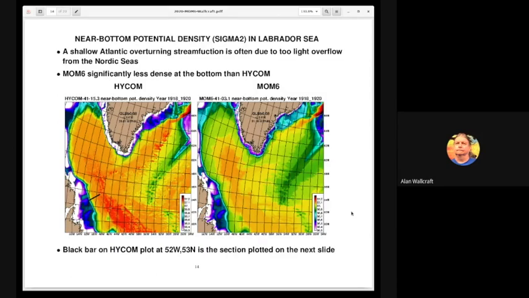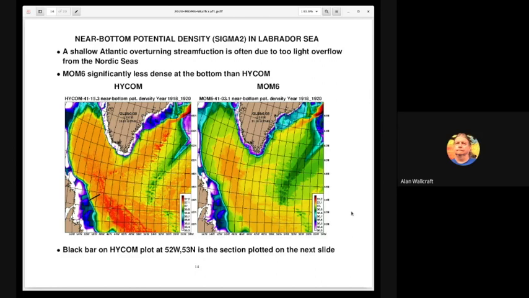And when you see a shallow Atlantic overturning, one thing to look at is overflow from the Nordic seas. And here's a plot of 3-year mean bottom density, bottom sigma 2 potential density from HYCOM and MOM6. MOM6 is significantly less dense at the bottom than HYCOM.